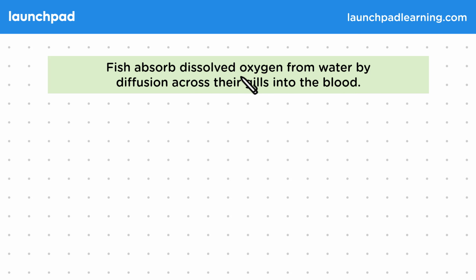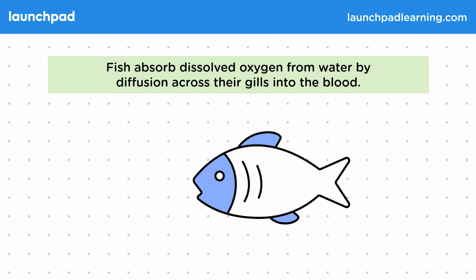Fish absorb dissolved oxygen from water by diffusion across their gills into the blood. The gills are found around here on a fish and they're covered by a bony flap. They are the equivalent of human lungs.